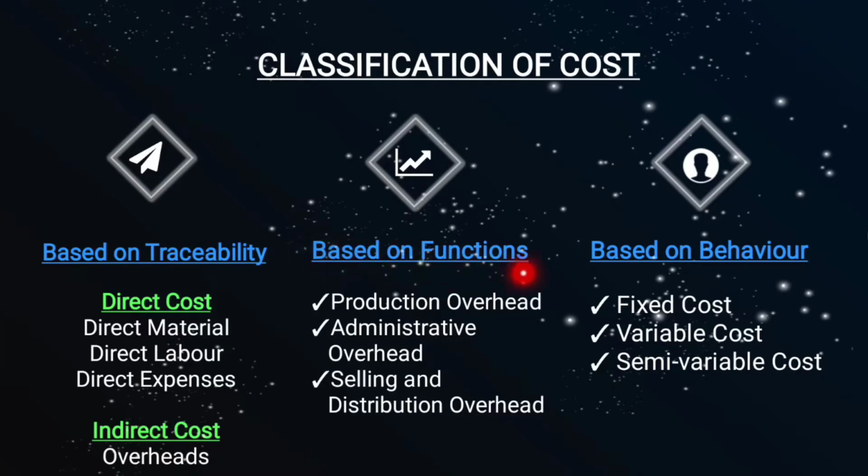Cost based on functions includes production overhead, administrative overheads, selling and distribution overheads. Cost sheet based on behavior, which includes fixed cost, variable cost and semi-variable cost.